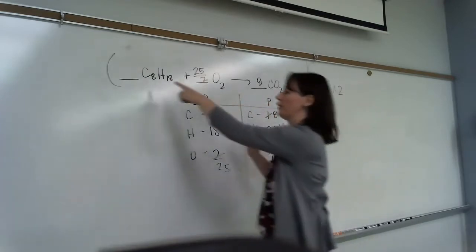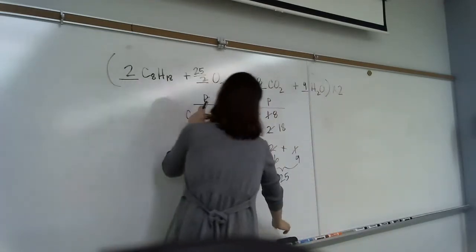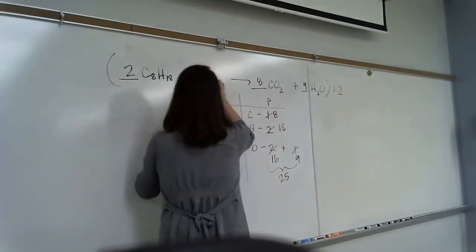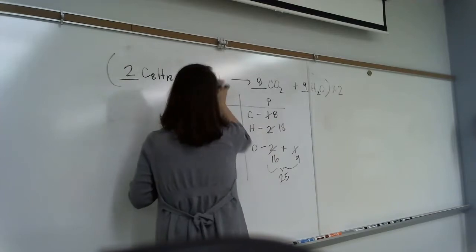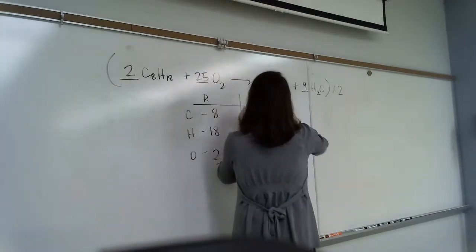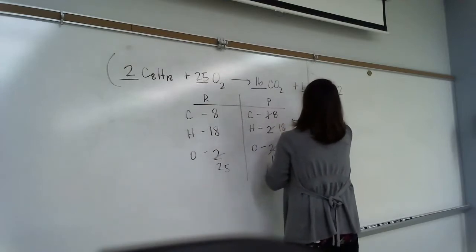So my new coefficient here, 1 times 2 is 2. 25 halves times 2 is just 25. 8 times 2 is 16. And 9 times 2 is 18.